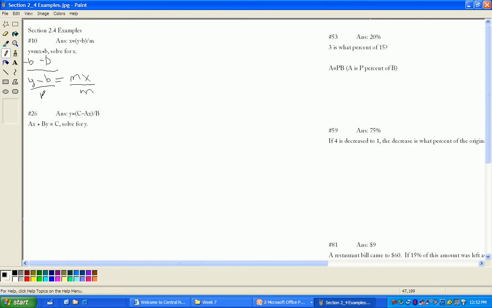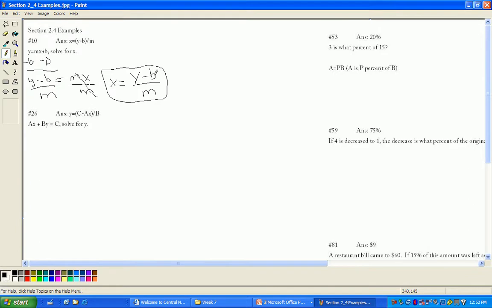The golden rule, right? What you do to one side, you have to do the other. The m's cancel out here, so x, solving for x, remember when this says solve for it, that means to get it by itself, y minus b over m. And that's our answer. And let's see what the answer in the back of the book was. Yep, y minus b over m.